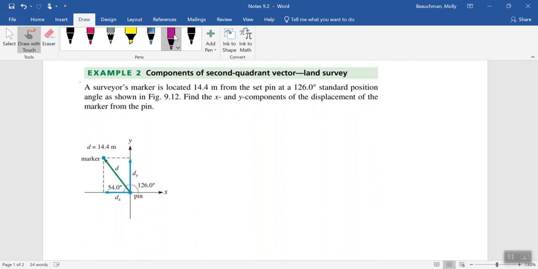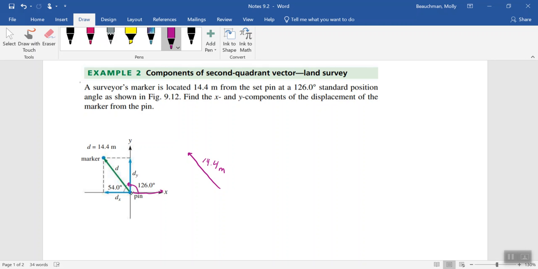So next example, we have a surveyor's marker located 14.4 miles from the set pin at a 126 degree standard position angle as shown in the figure. Find the x and y components of the displacement of the marker from the pin. So this time we're given that the pin starts here and rotates 126 degrees. So we have our green vector. And we also know that the distance is 14.4 meters.